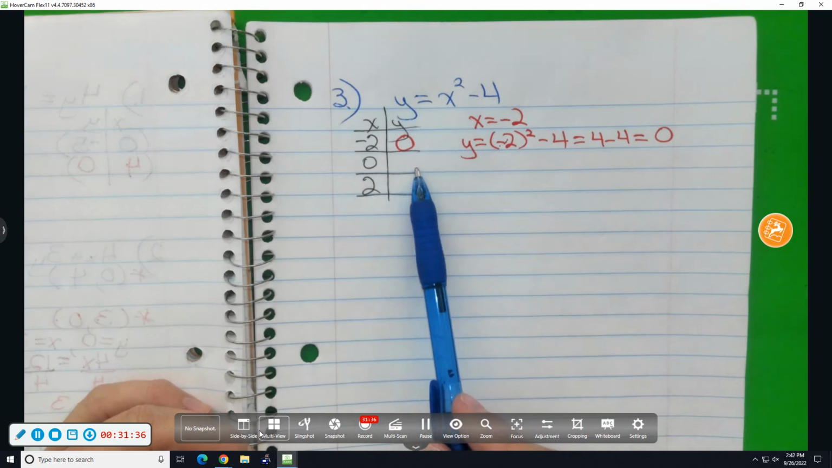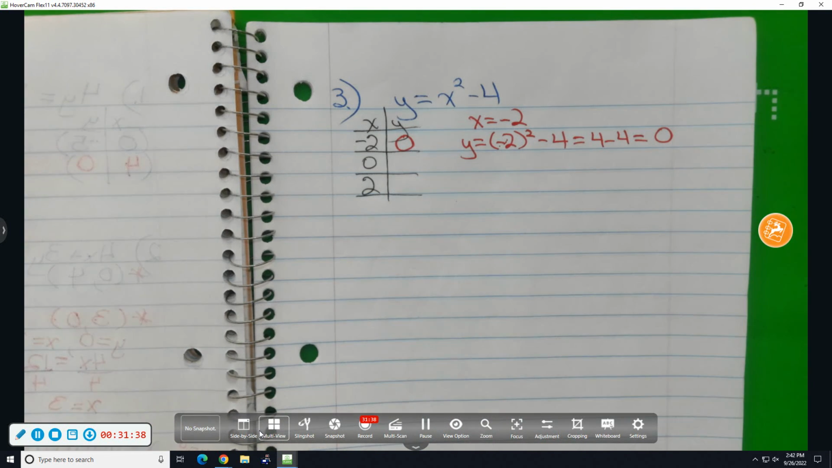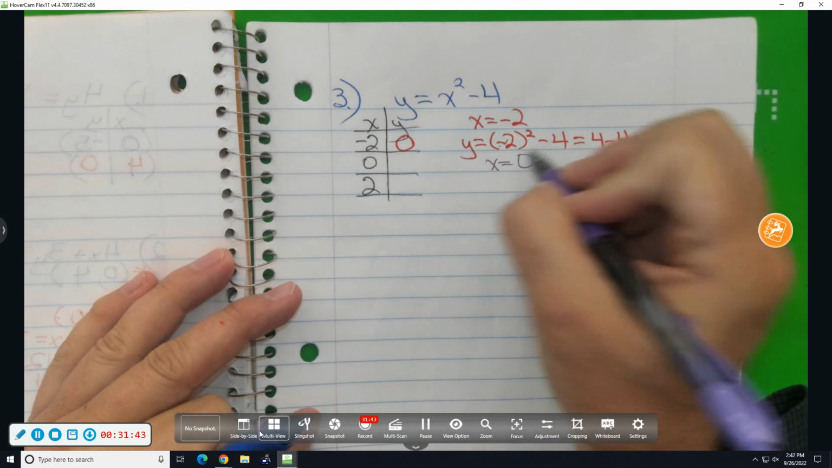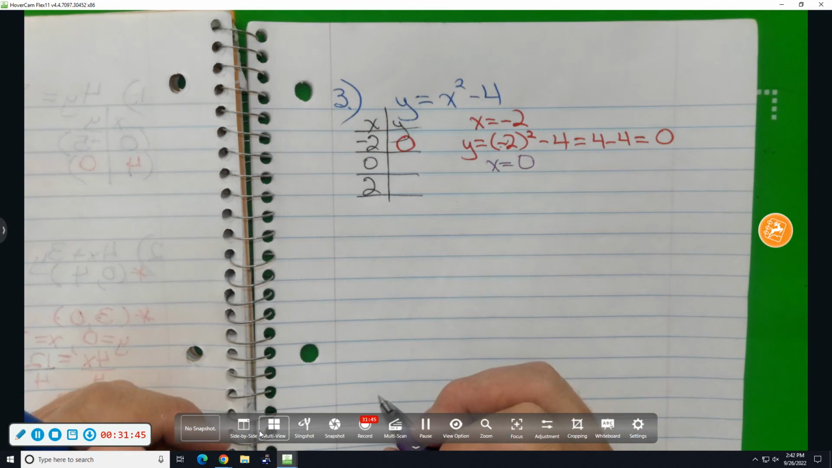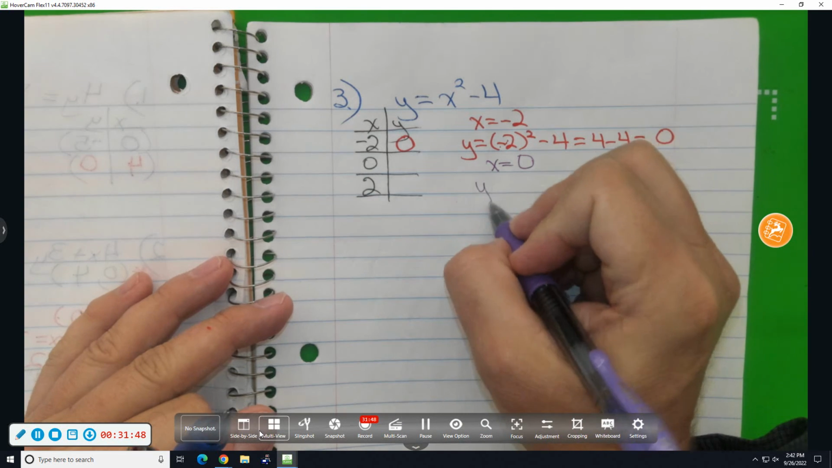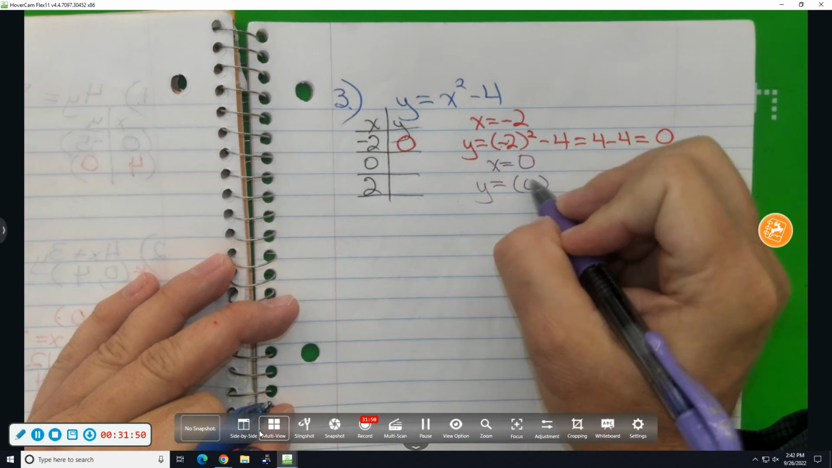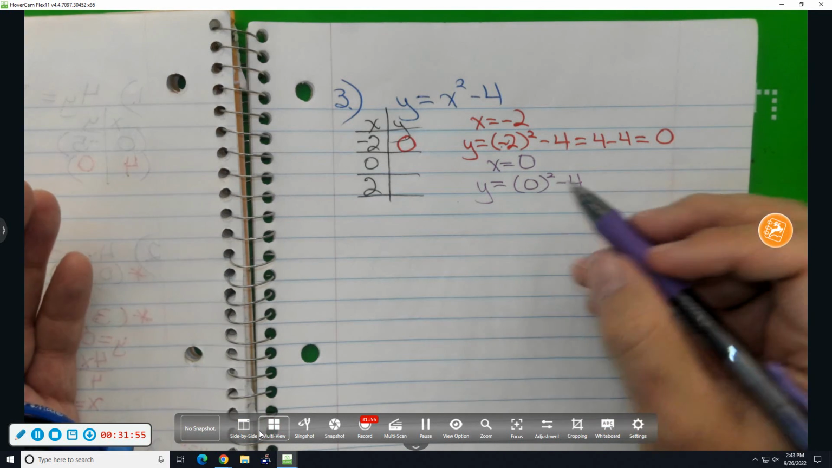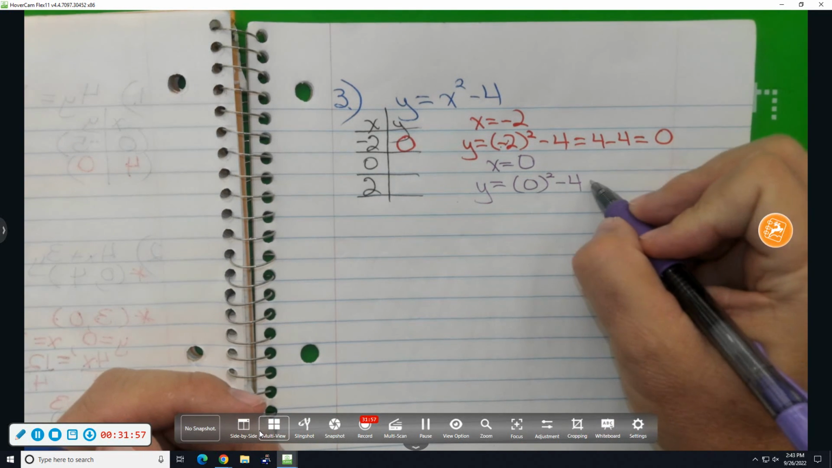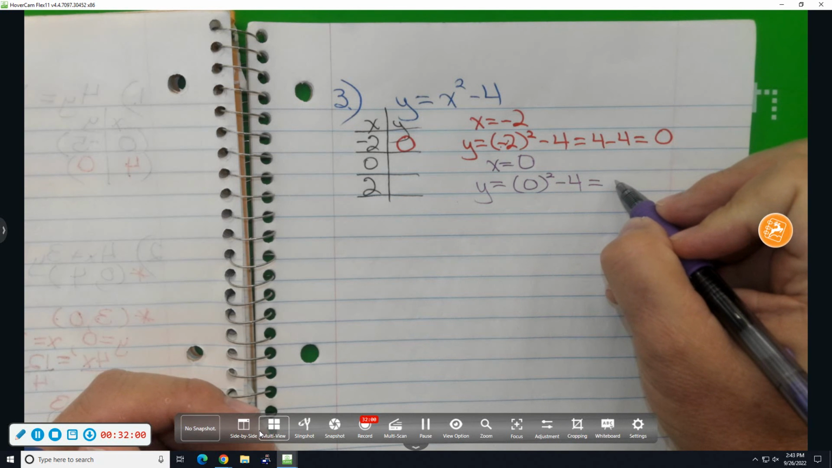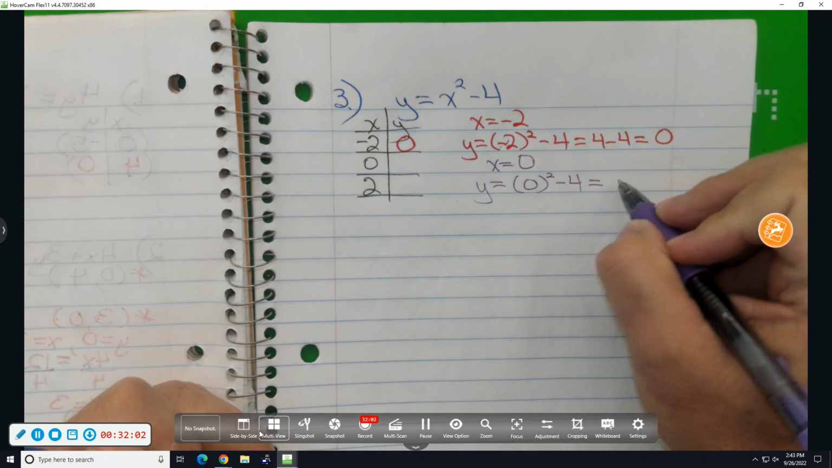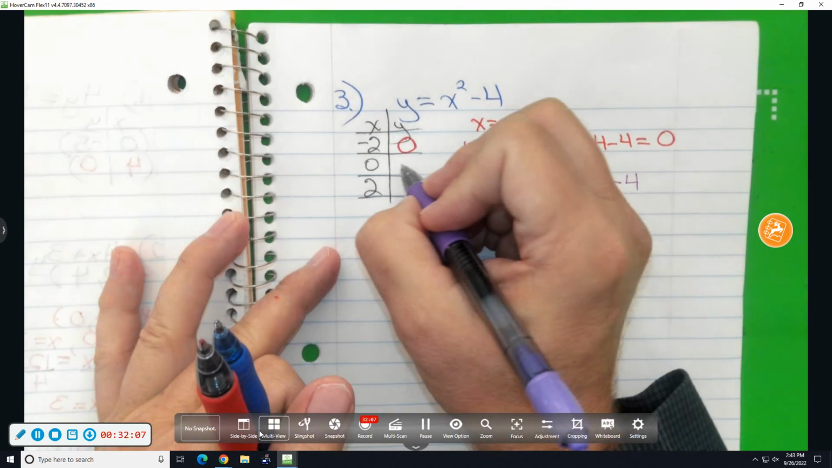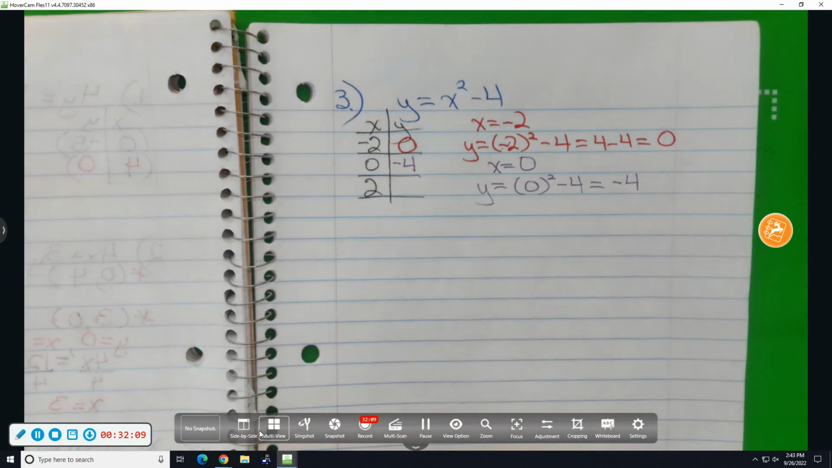This second row of the table is saying let x be 0 and solve for y. So we have y equals, oh, this is painless, 0 squared is what? 0 to any power is 0. 0 minus 4 gives me a y value of -4. There's my second ordered pair.